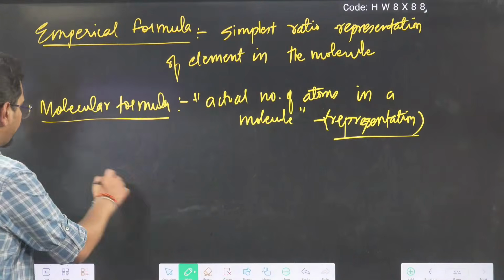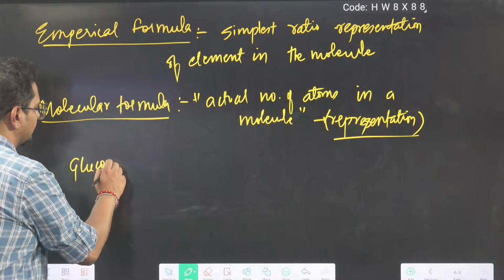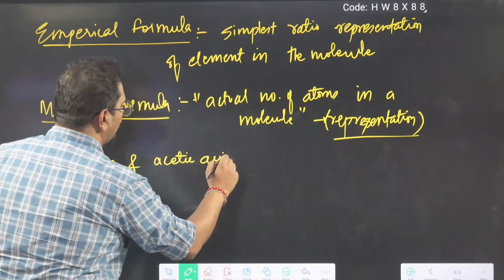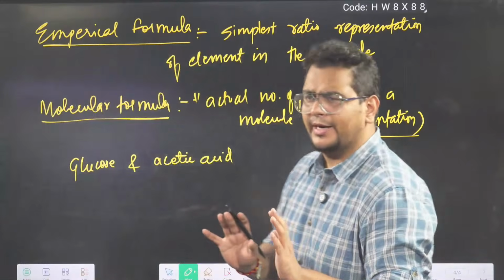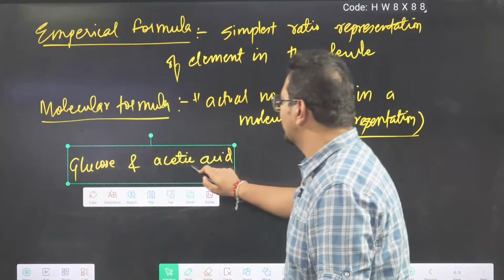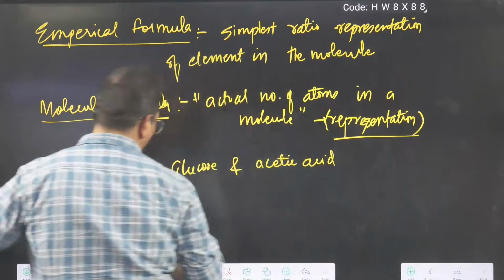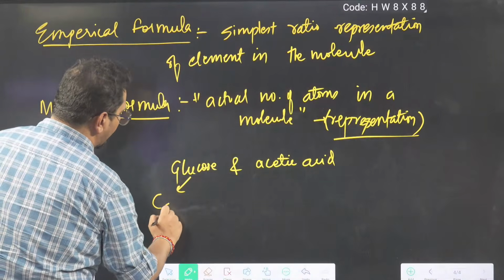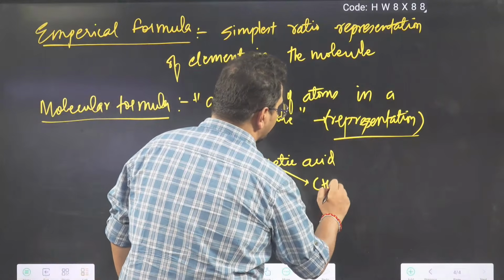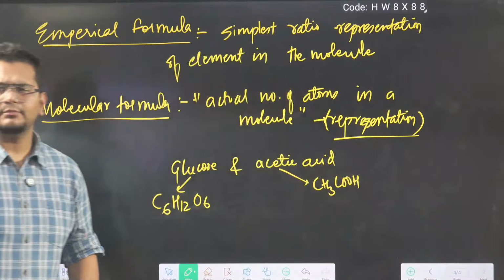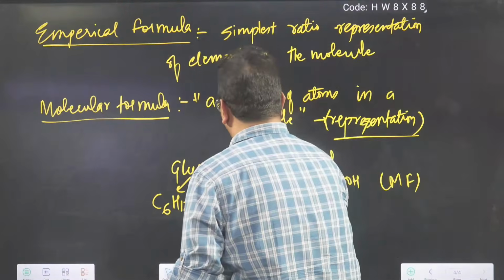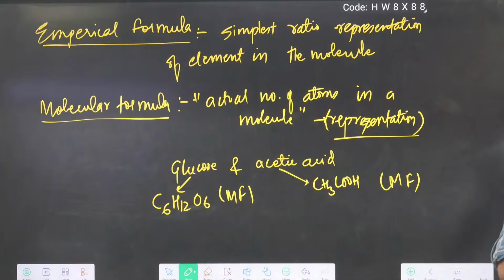Let's try to understand. For glucose and acetic acid, I'm writing the molecular formula. You can take glucose or fructose, both have the same molecular formula. So for glucose, the molecular formula will be C6H12O6. Acetic acid is CH3COOH. These are molecular formulas.